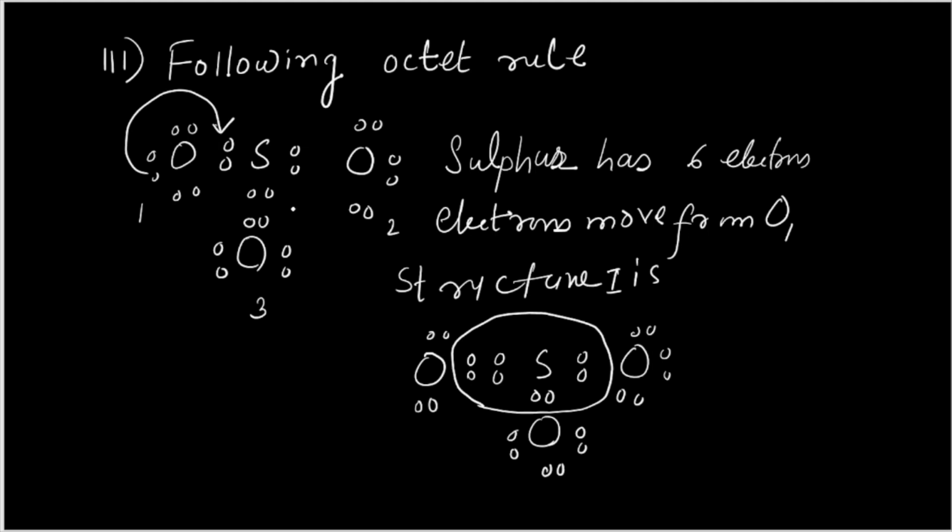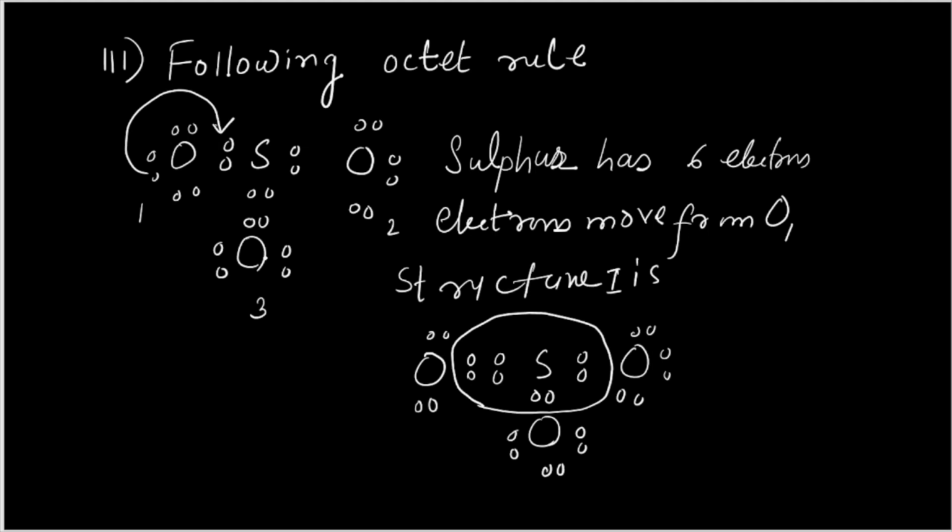Sulfur has 6 electrons, and if you observe, oxygen 1, oxygen 2 and oxygen 3 are all following the octet rule. But sulfur is not satisfied, because it has only 6 electrons. Then what to do? How will you satisfy it? You will try with the 3 oxygen atoms. First, try moving electrons from oxygen 1 to sulfur, then check whether it is satisfied or not.